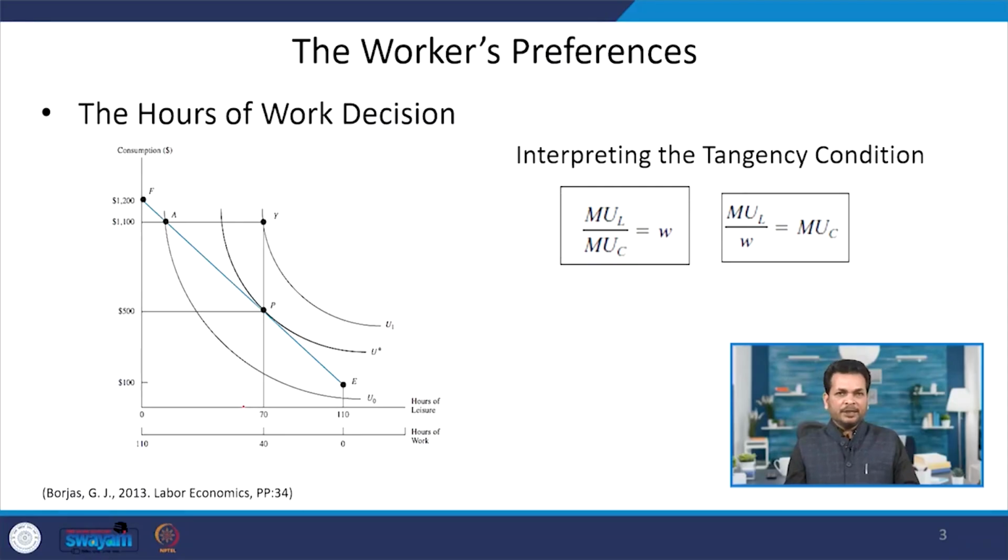Hi everyone, welcome to this second lecture on labor supply. If you recall the last lecture, the optimal consumption of goods and leisure for the worker is given by the point where the budget line is tangent to the indifference curve. This type of solution is called an interior solution because the worker is not at either corner of this opportunity set. So, the point P on this graph you can see is an interior solution.